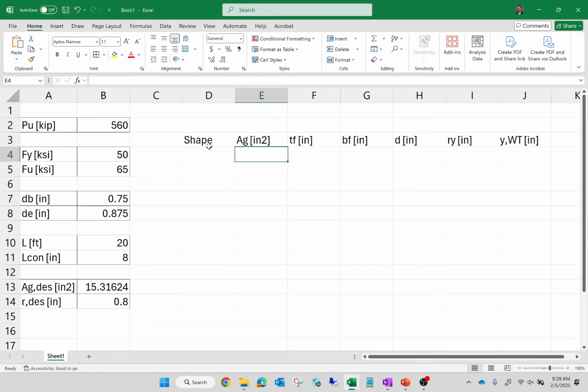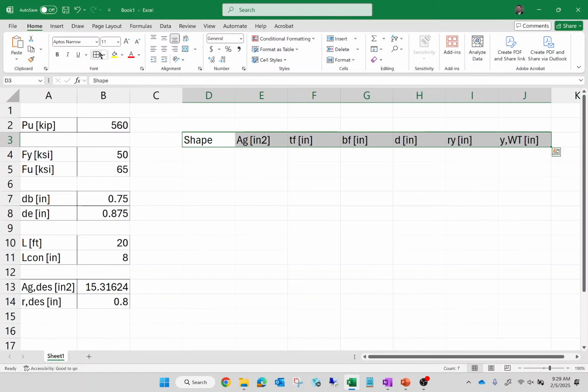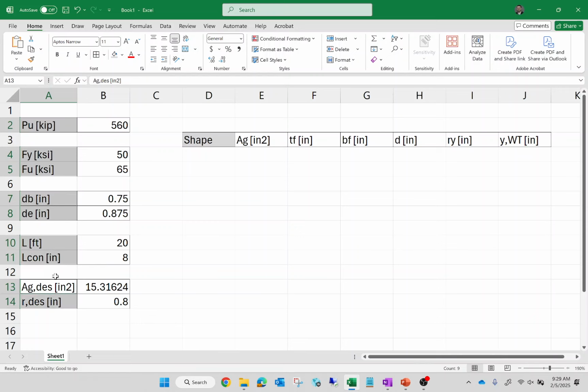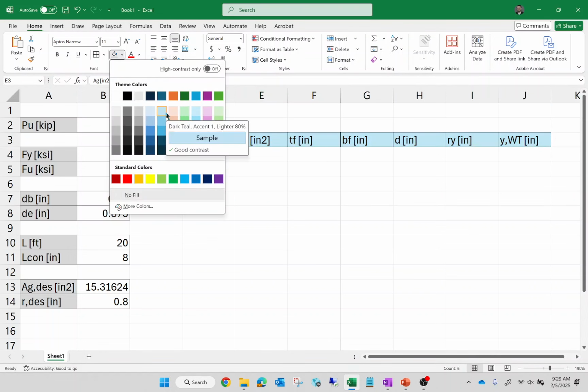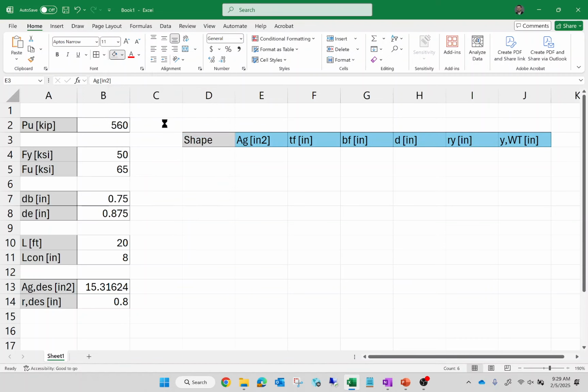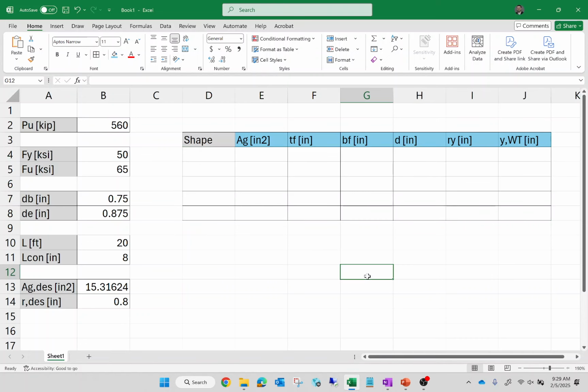Okay. So maybe what I'll do is I'll do some formatting here. I'll say, okay, everything that's, I don't know, a blue column, do that one. Everything that's a blue column is a lookup from the manual. That's something we're going to look up. Okay? And we'll do a few different checks, okay, just to make sure we're comfortable with this.